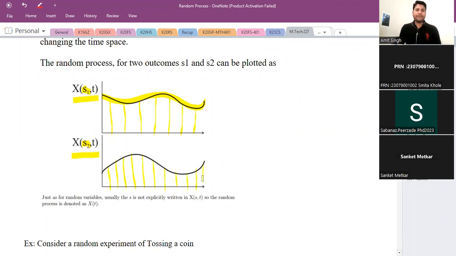One example I have given you is the number of calls received in a call center when indexed by time. It may also be the number of students entering a classroom as per time. For example, 9 a.m., then 9:05, 9:10, 9:30, 10, 10:30. So this can also be counted as an example of a random process.